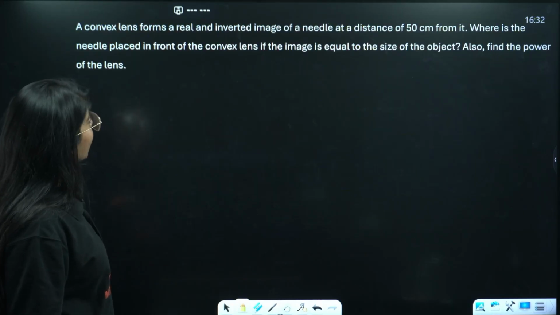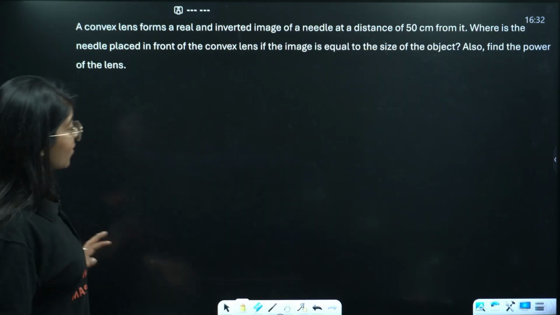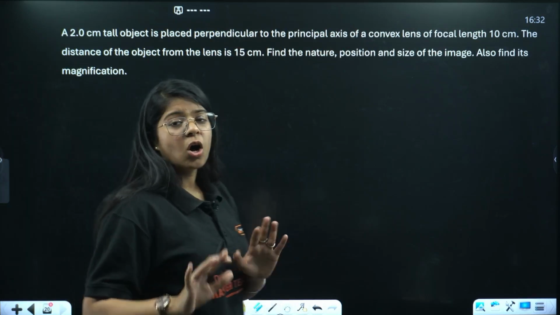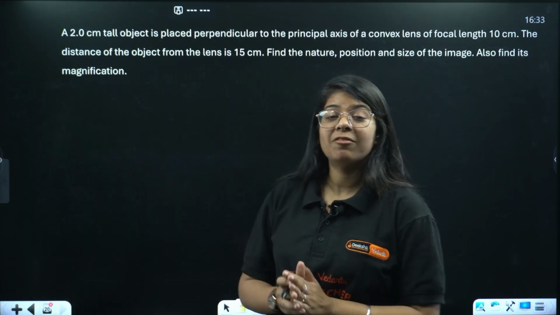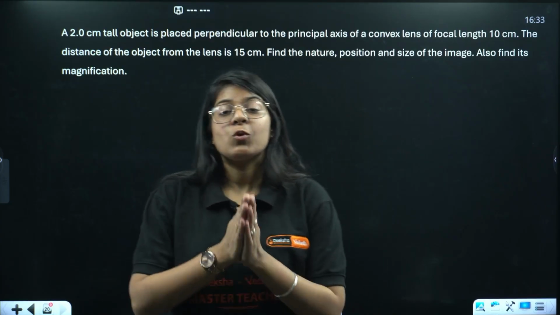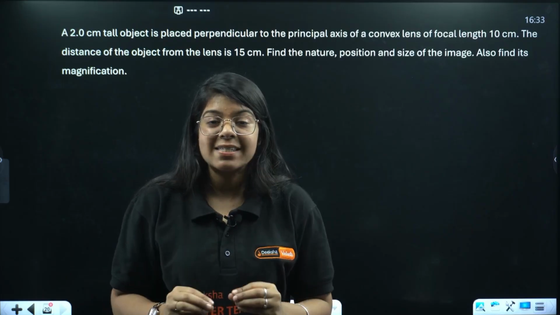I have 2 more numericals and you will solve them. Give the answers in the comment section. This is the first numerical and then this is the next numerical. It is almost similar to the ones I have taught you throughout this session. Now we are done with the most basic numericals of this session. Be sure to revise them.